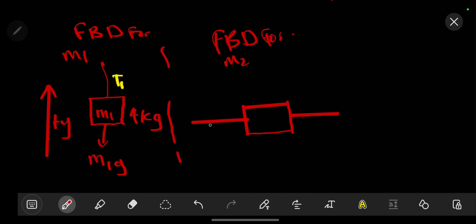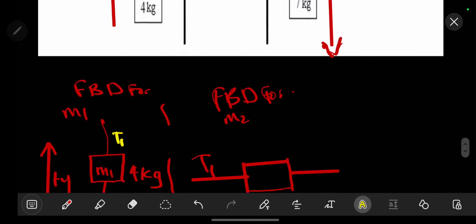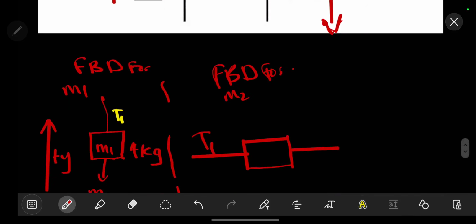So we can have something like this. So we have our T1, which is this part. Then we have, so this is our T1. Then we have our T2 on this other side. So we have our T2 like that.